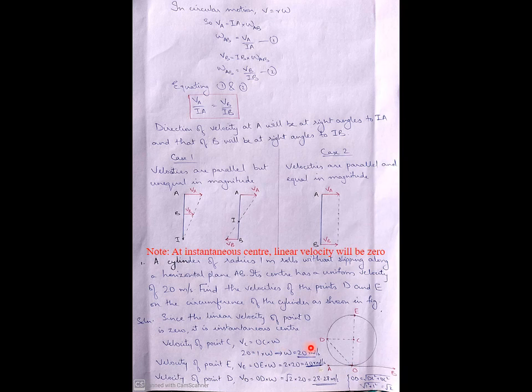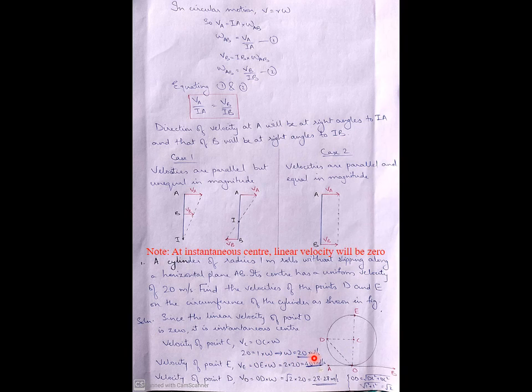Now we know that at point C, the linear velocity is 20 meter per second. Also we have the relation between linear velocity and angular velocity, V equal to R omega, and we will be saying everything in terms of this instantaneous center. So VC equal to OC into omega. We know VC is 20, OC is the radius which is 1. So from that you will be getting omega, which is 20 radians per second.